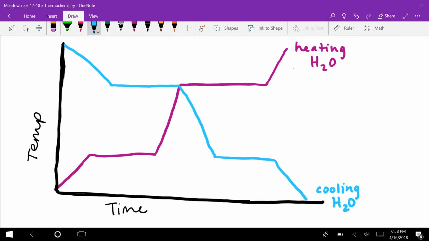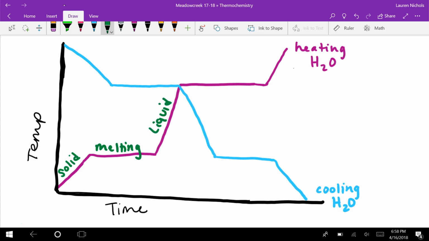This is not in your notes, but one thing I would like to point out is that if you overlap a heating curve with a cooling curve, and we begin to label things, we know that if you heat, so we're looking at this purple line first, you start off as a solid, you heat up, you begin to melt, so melting occurs, and then you are a liquid, then vaporization occurs, and then you have a gas.